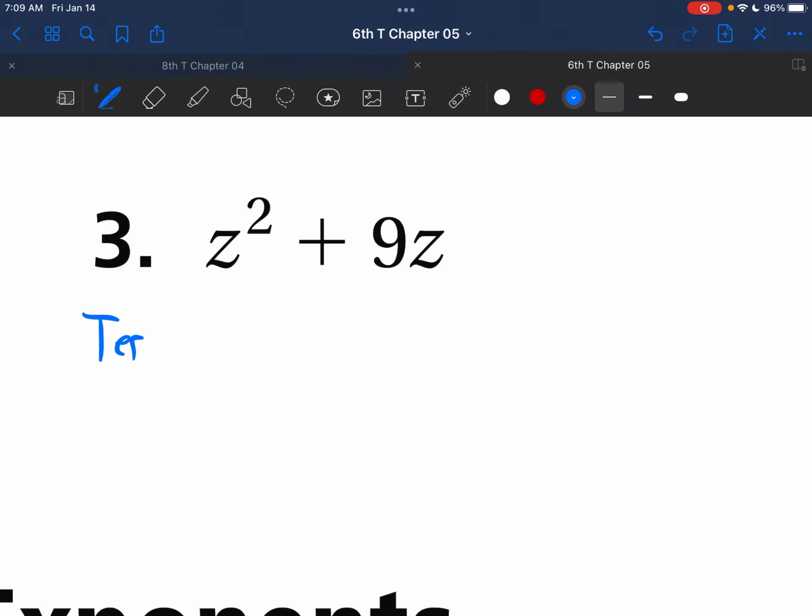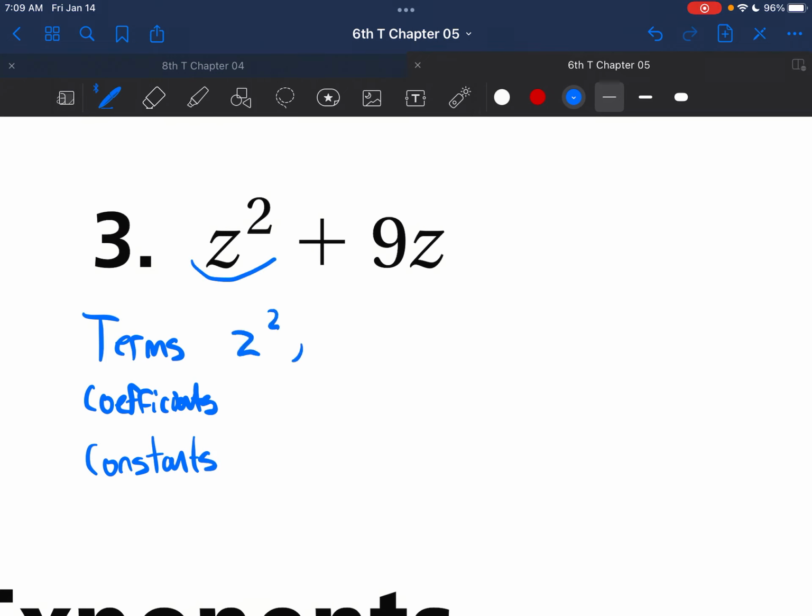Last but not least, let's do this one. Let's label our terms. Let's label our coefficients. And then let's label our constants. All right, what terms do we have? We have z squared, and then we have the number 9z. What are our coefficients? Well, I see the number 9, okay?